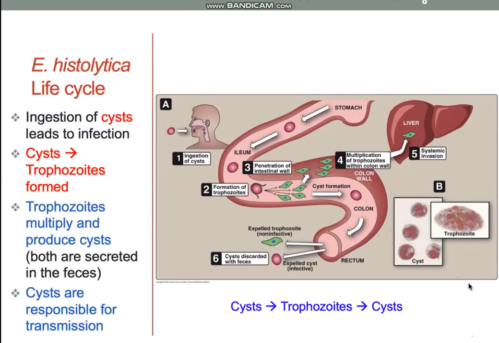Here are the shapes, if you want to see in comparison how they look. There's a lot of details here, but since it's not described here, I will not go into it. So it goes cyst, trophozoite, and then cyst. So this is an active form. This is the one that replicates and gets nutrition and so on. Cyst is the resting stage, okay? So it rests until it gets into the host.